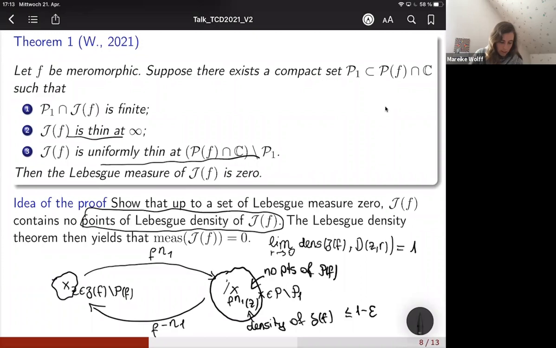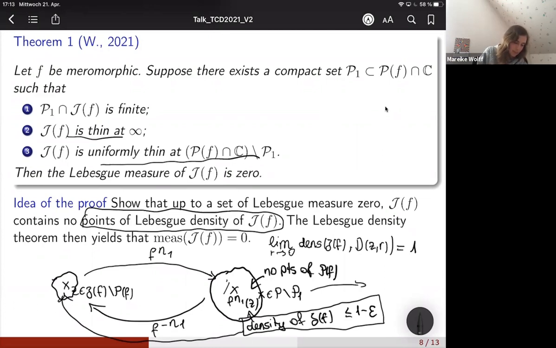And one can show that this condition, that the density of the Julia set is bounded above by some constant strictly less than 1, then carries over to this neighborhood of z. Well, then we can further iterate, do this again, get another neighborhood of z, and using the blow-up property of points in the Julia set, we can show that the size of these neighborhoods around z must shrink to 0, and this implies that z is not a point of Lebesgue density of the Julia set. Yes, and all together, we can show that most points of the Julia set are not points of Lebesgue density, and then the Lebesgue density theorem yields the desired conclusion.